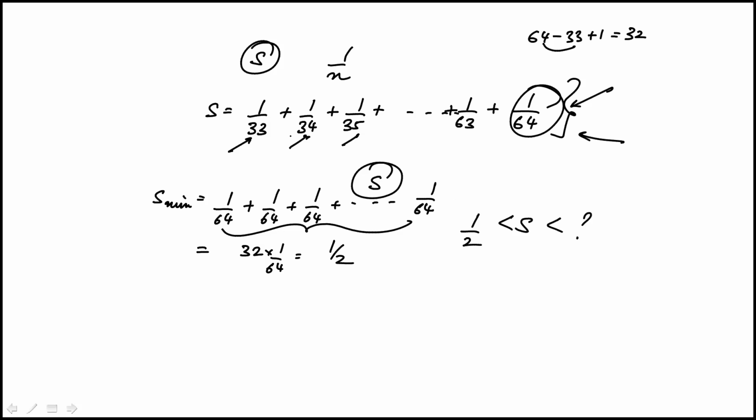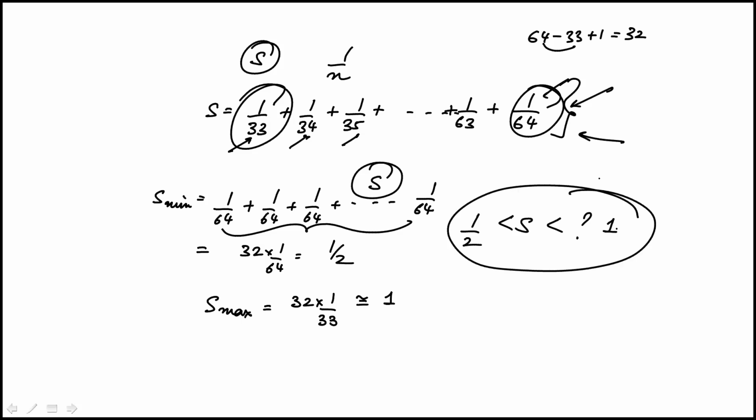And then the upper limit would be when I replace each of these with the largest term, which is 1 over 33. So in that case, S max will be 32 of those. And you'll notice that that's going to be about 1. It's actually less than 1. So if I just replace it with 1, that's definitely going to work.